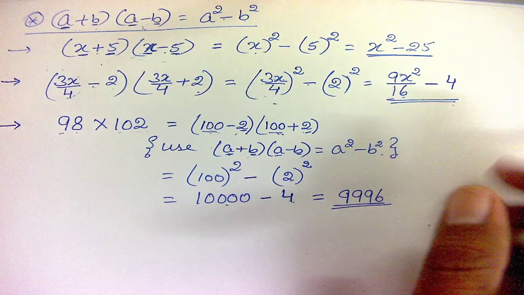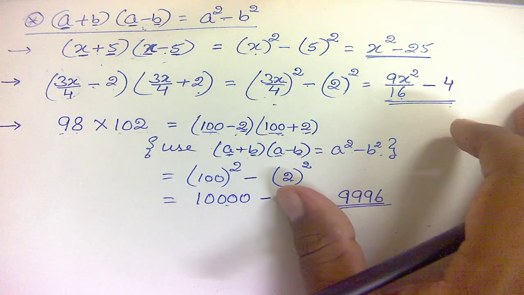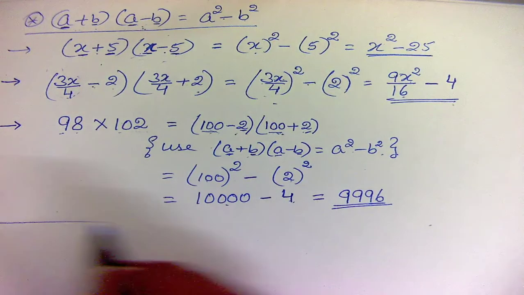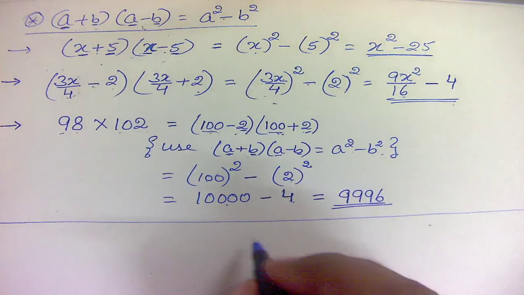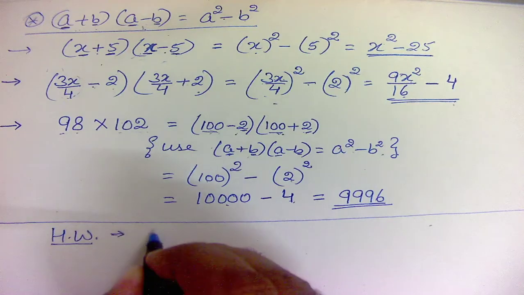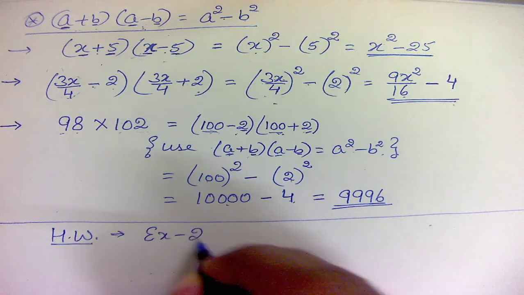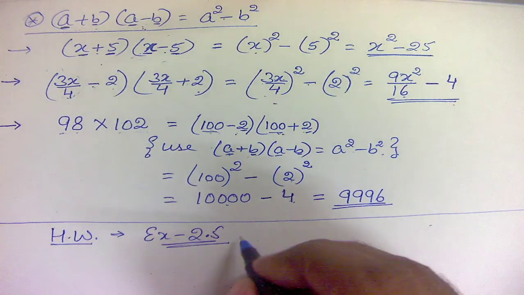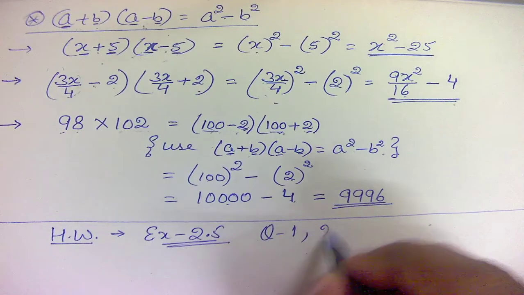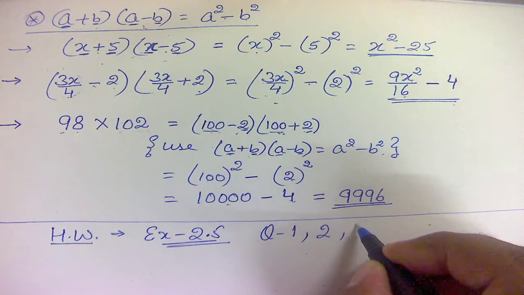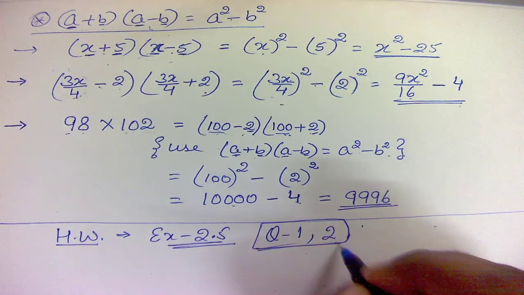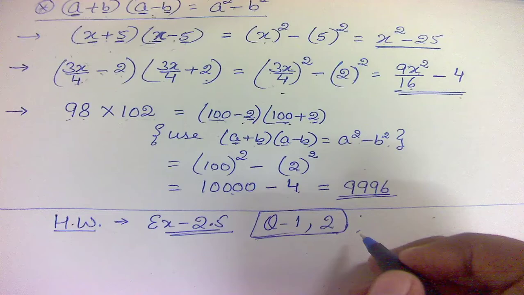So in this way, we can use the two identities which I have told you today. And as homework, I'll forward you some questions of exercise 2.5. If you have the books, it is well and good. So with the book, you will be doing exercise 2.5, question number 1 and question 2 as homework. Questions 1 and 2 you will complete as homework in your notebooks.